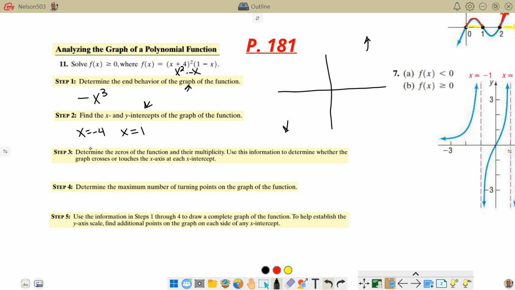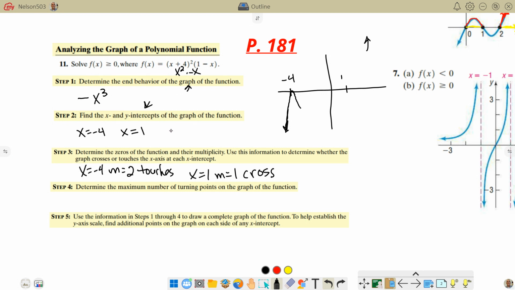And the multiplicity: x equals -4 has a multiplicity equal to 2, which means that it touches. At x equals 1, it has a multiplicity of 1, which means it crosses, okay? So let's go up here and put where we think -4 is going to be, and over here where we think 1 is going to be. I'm going to come up from the bottom here, and it's going to touch, and it's going to come back down, okay? Oh geez, this doesn't look all that great.